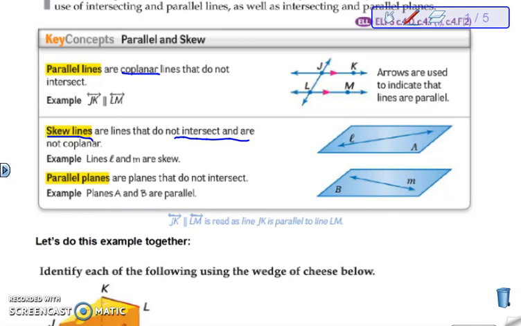Just like lines, planes can be parallel as well. So if you have two planes that move in the same direction, they're parallel and they will never cross.